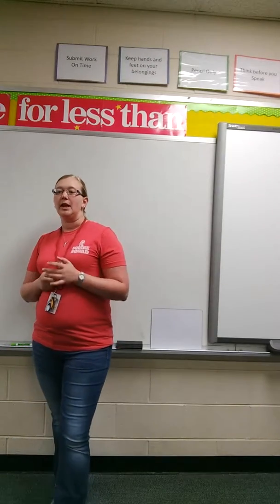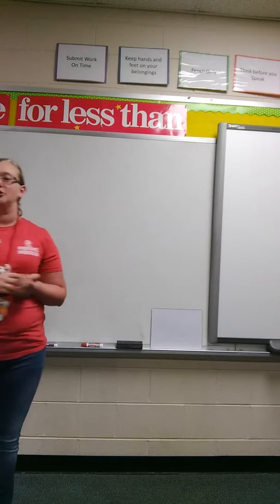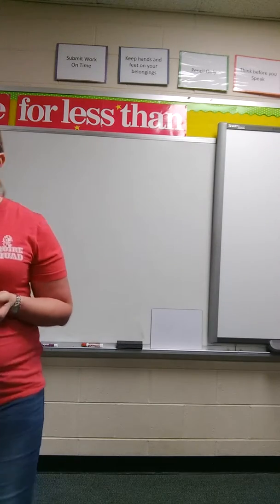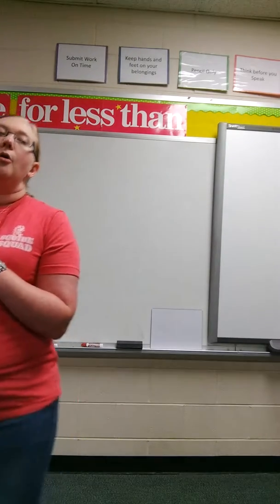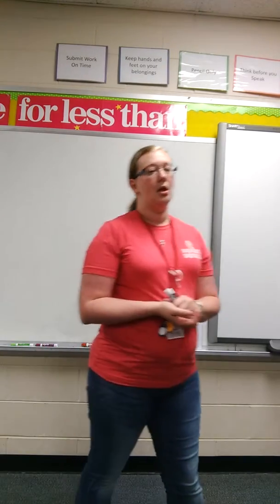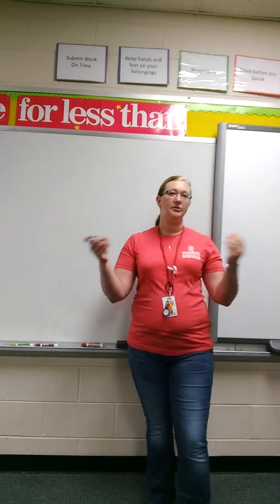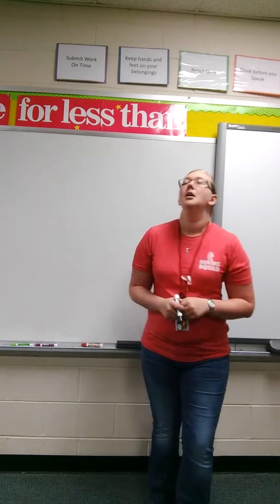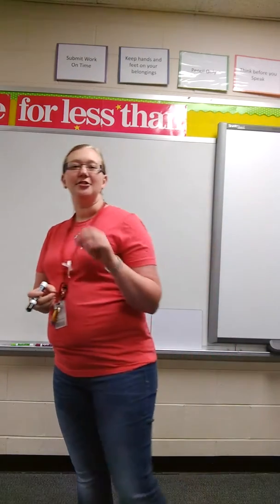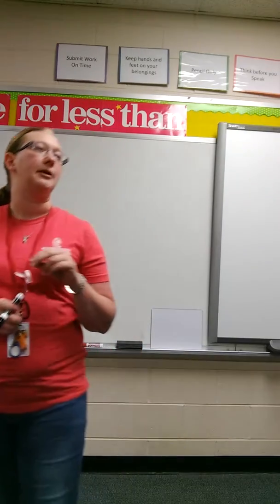Looking at Chapter 2, Lesson 4 on multiplying integers out of Glencoe Accelerated Math. So far we have added and we have subtracted integers. If we add integers and the signs are the same, we add the two numbers, we keep the sign. If we add two integers and the signs are different, we subtract the two numbers and we keep the sign of the greater absolute value.